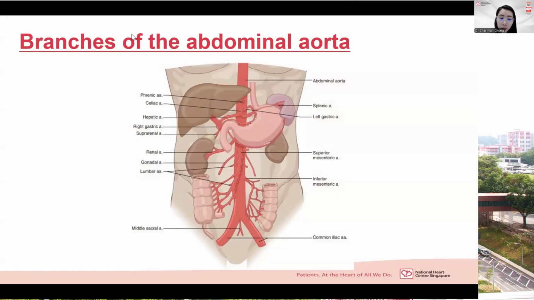Subsequently, the abdominal aorta actually continues on to supply blood to both of the lower limbs. And so if there are any issues with the aorta, it can affect the blood supply to the legs as well.